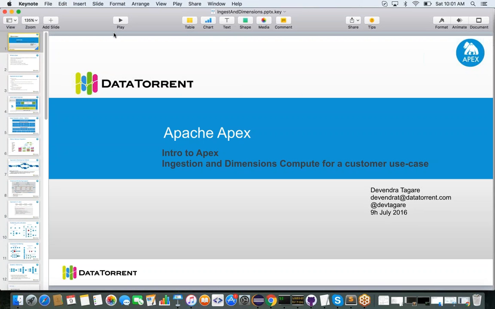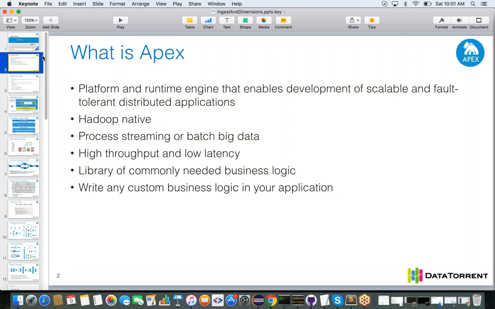Hello everyone, I'm Devendra. I work for DataTorrent. I've been a data architect for quite some time now, working on big data systems. And I've been working on Apache Apex in its current form and in the enterprise editions for quite a while now. Let's take a deep dive into what Apex is first.